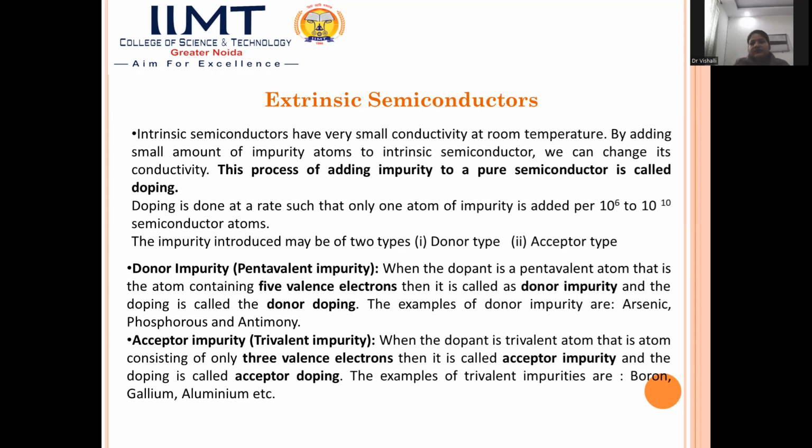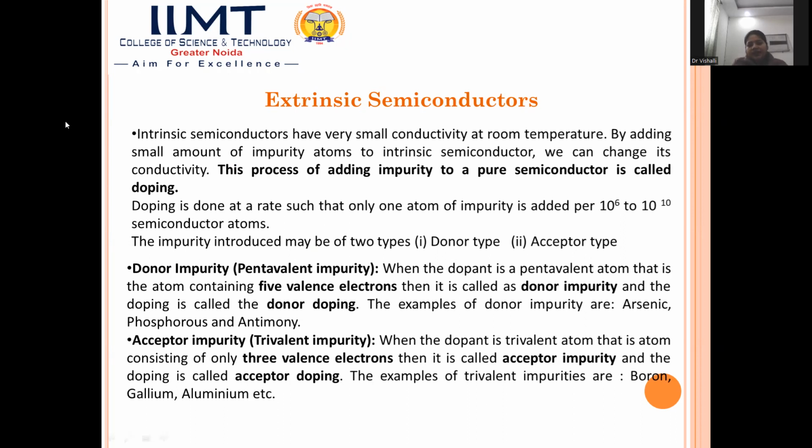So in an intrinsic semiconductor, if we add a small amount of impurity, then its conductivity can be improved at room temperature. And this process of adding impurity to an intrinsic semiconductor, or to a pure semiconductor, is called doping. So how is the doping done, and in what ratio should the impurity atoms be there? Let's see that.